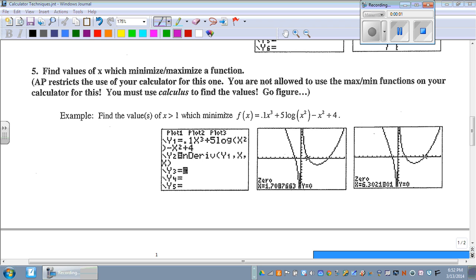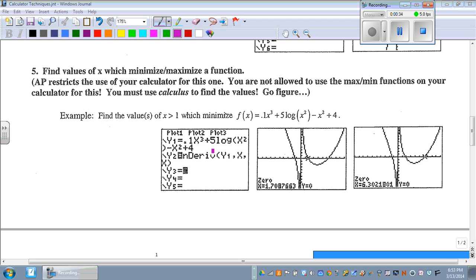All right. Our last one on this sheet is kind of... the AP test restricts you using the calculator for this one in most cases, so you have to show work. But this is something you can kind of check with. You have to back it up with a little bit of work or some type of explanation if you do this. We want to find the x values that minimize or maximize a function.